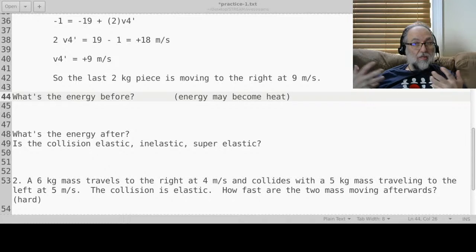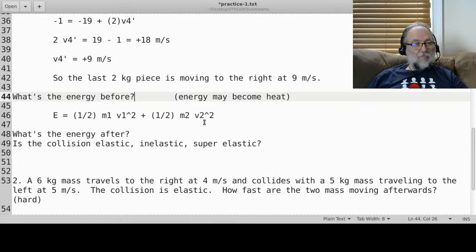You would see that if you just looked at the motion of the things, that you would have more energy after, and so that's a superelastic collision. And if the energy before and after are the same, that's called an elastic collision. Okay, and so what's the energy before? Well, there's only two things moving, and the energy is calculated as just 1/2 mv squared. So there's no potential energy in these problems.